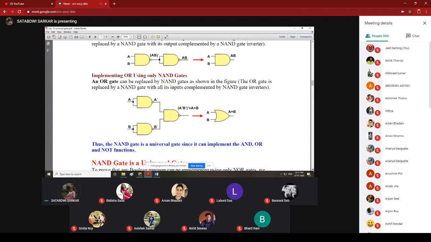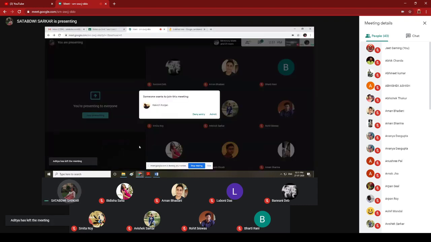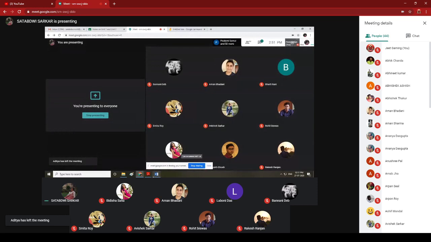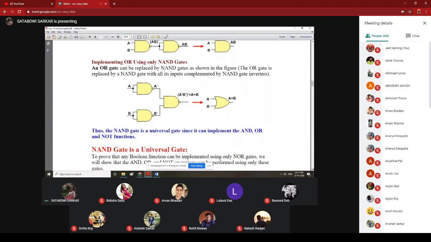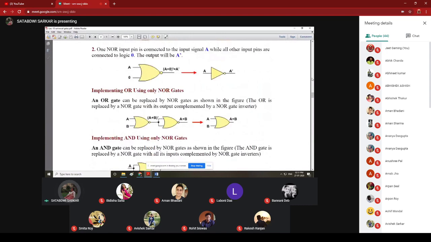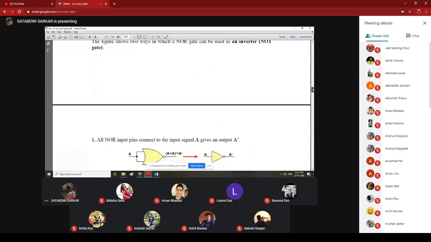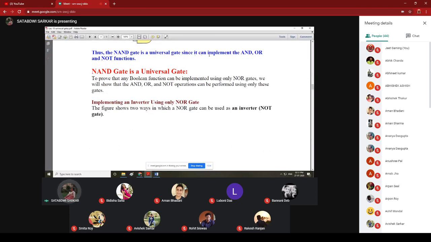We are not using here the 7432, that is the OR IC. We are only using the NAND gate, that is 7400, as the IC. Thus the NAND gate is the universal gate, since it can implement the AND, OR and NOT function. The NAND gate is a universal gate.